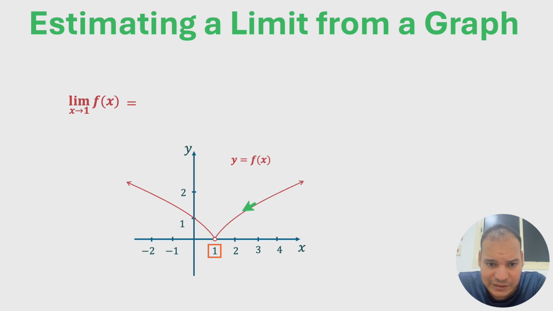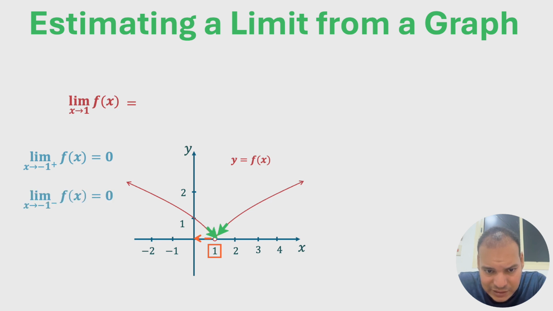Approaching 1 from the right gives us, what is the y value? It is just 0. When we approach 1 from the left, just a little bit before 1, we see that the graph is getting closer to what? To 0. Yes, 0, of course. Approaching 1 from the left, we see that also 0.